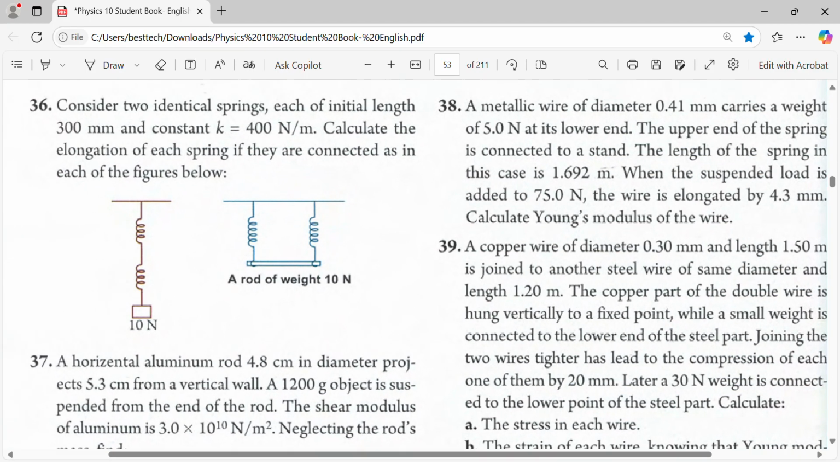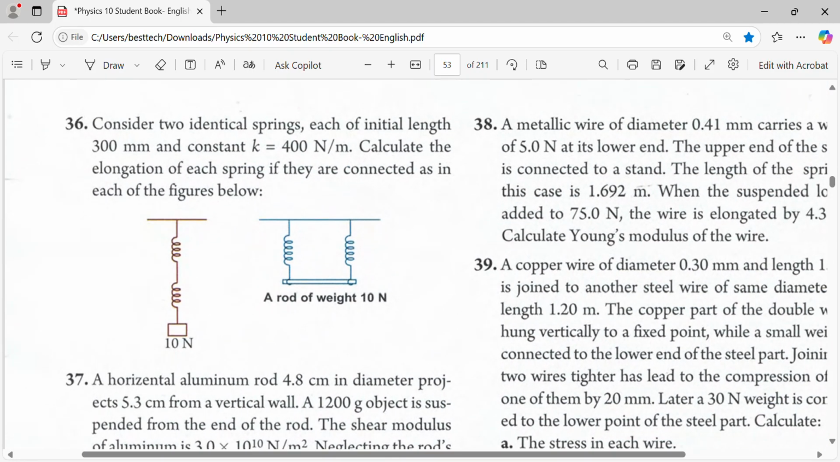It's important, guys. Look, consider two identical springs, each of initial length 300 millimeters.